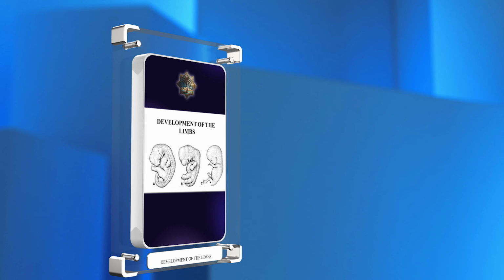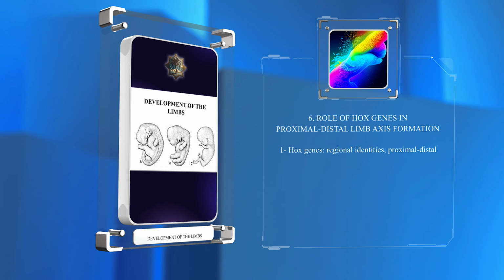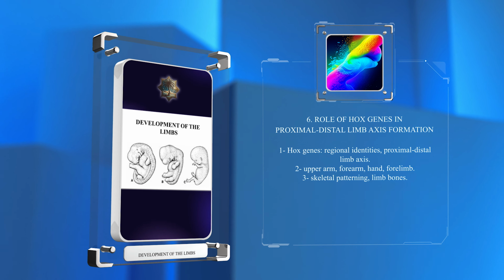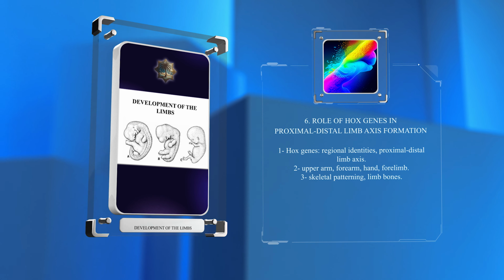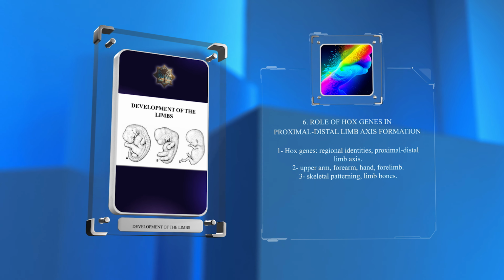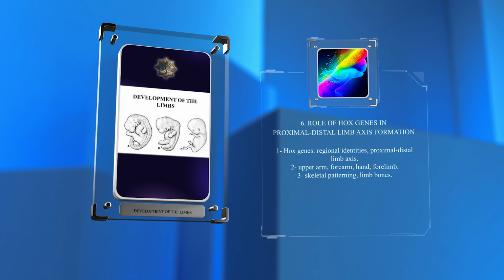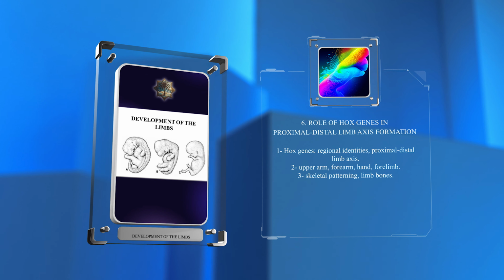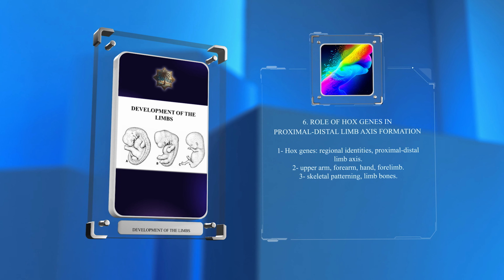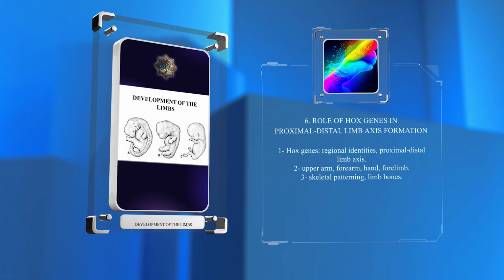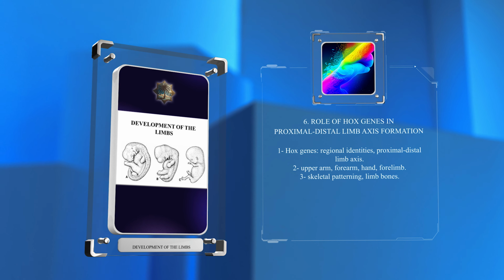HOX genes are key players in specifying regional identities along the proximal-distal limb axis. The sequential activation of different HOX genes along this axis determines the formation of the upper arm, forearm, and hand, in the case of the forelimb. In addition to their role in establishing regional identities, HOX genes also influence skeletal patterning by regulating the formation and differentiation of different limb bones.